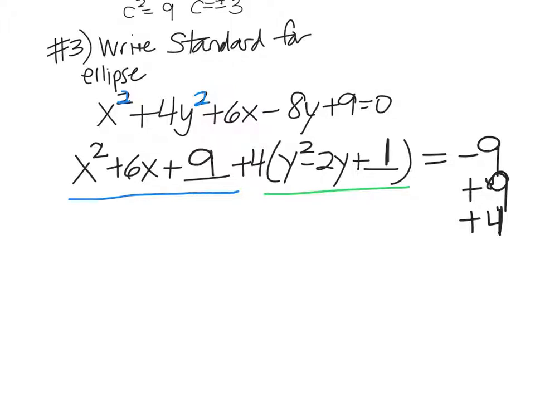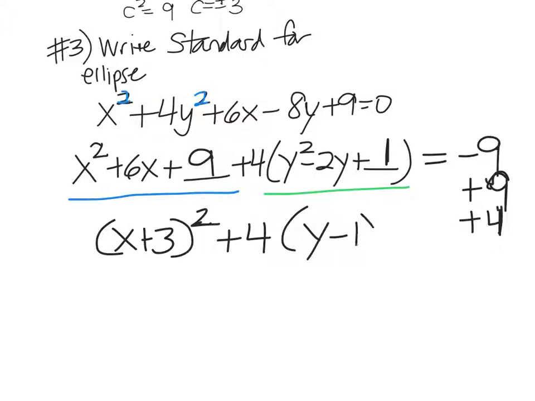Okay, hard part's done. Let's go ahead and put this in a perfect square trinomial. So this would be x plus 3 squared. It's always just half of b, plus 4 times y minus 1 squared.